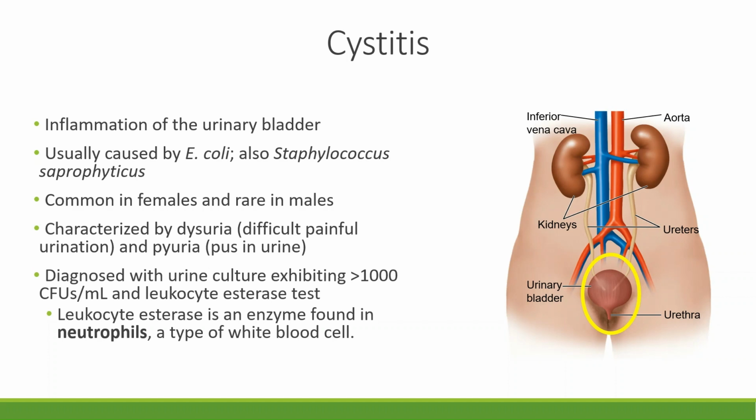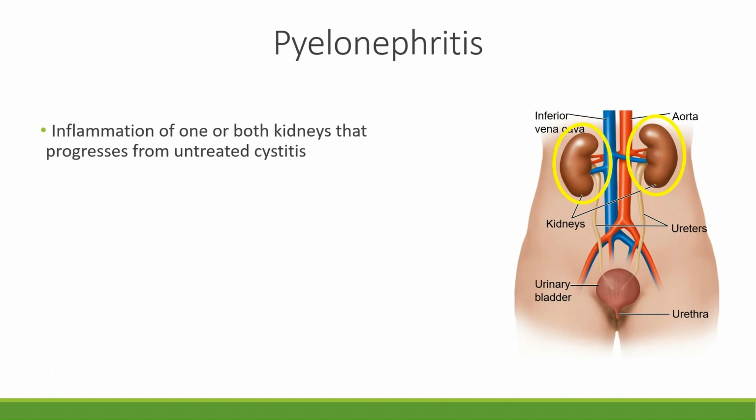When white blood cells are present in urine due to an infection or inflammation, they release an enzyme called leukocyte esterase. And a urine dipstick test contains a reagent pad that reacts with leukocyte esterase, producing a color change that indicates the presence of WBCs.